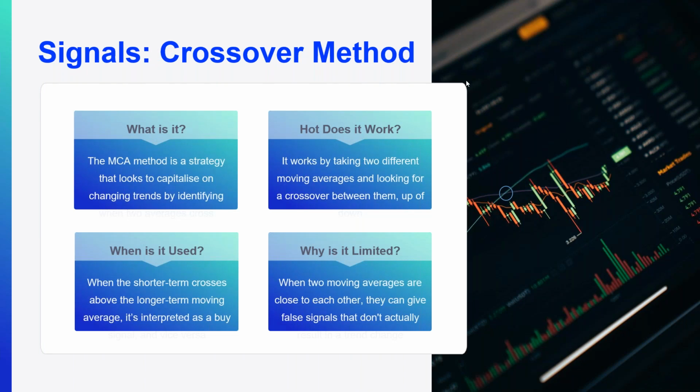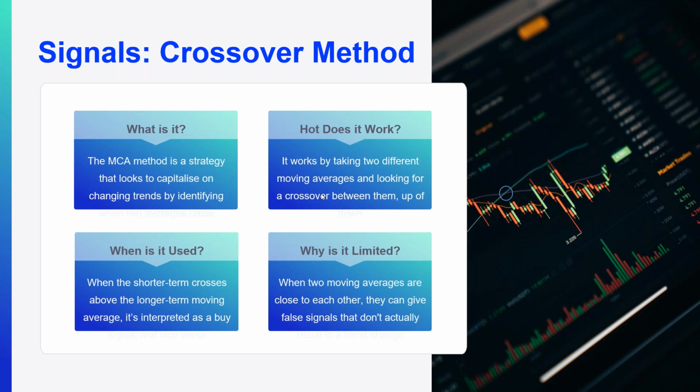Now, signals. As I said, the most typical is the crossover method. What is the crossover method? It is a strategy that looks to capitalize on changing trends by identifying when two averages cross, one over the other. It works by taking two different moving averages and looking for a crossover between them, up or down. When the shorter term crosses above the longer term moving average, then this is interpreted as a buy signal, and of course vice versa is for the short signal.